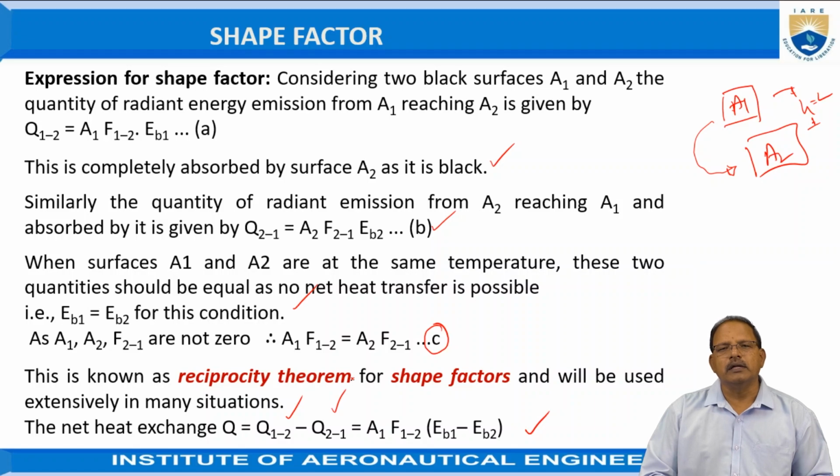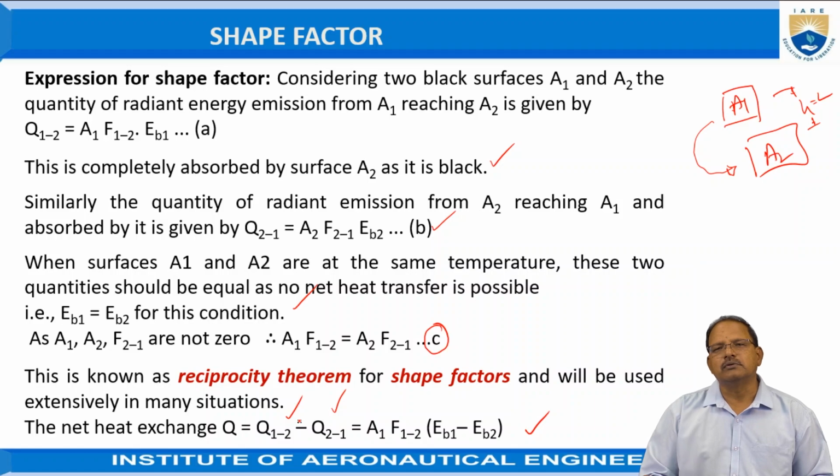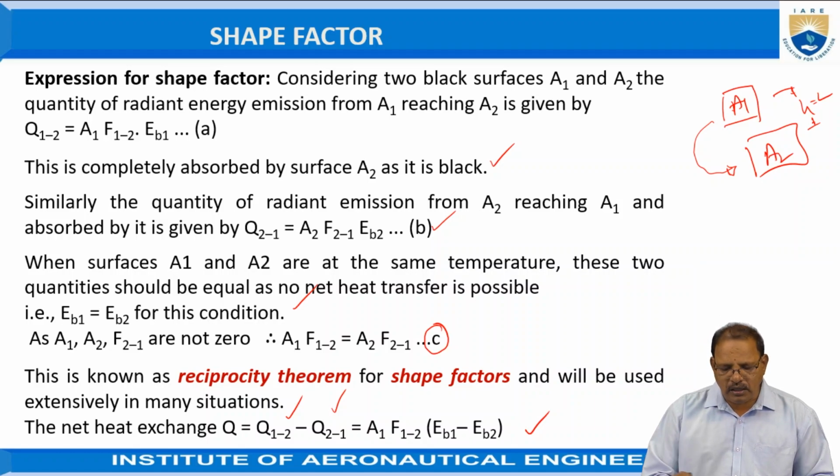Because both are black bodies, both will reflect certain energy, but the object which has a higher temperature transmits more energy. Hence, the net energy flowing to the body which has lower temperature is given by Q12 minus Q21, which is A1 F12 into (EB1 minus EB2). Here the condition is A1 F12 equals A2 F21, hence we are taking it as only one factor now.